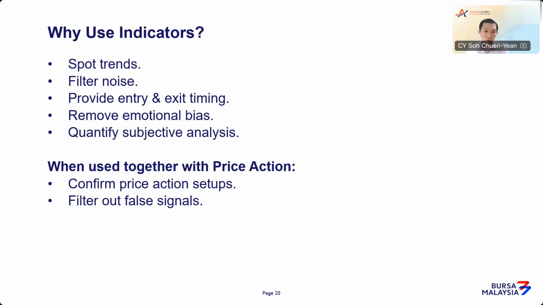Now, why do we want to use indicators? Because of course, firstly, it helps us to spot trends easier. We can identify the direction and the strength of the market trend, whether it is an uptrend or downtrend.